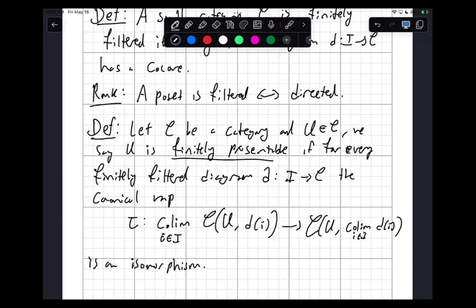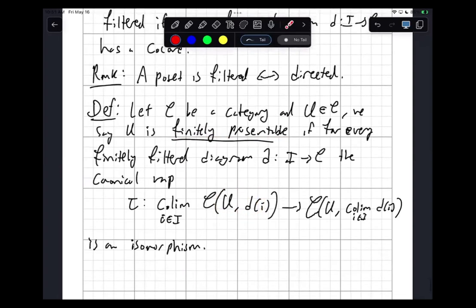So we say an object is finitely presentable if, when I map into a filtered colimit, I can pull the colimit out. That means when I map into it, I factor through some object in the diagram. Okay. So let's see why that makes sense.